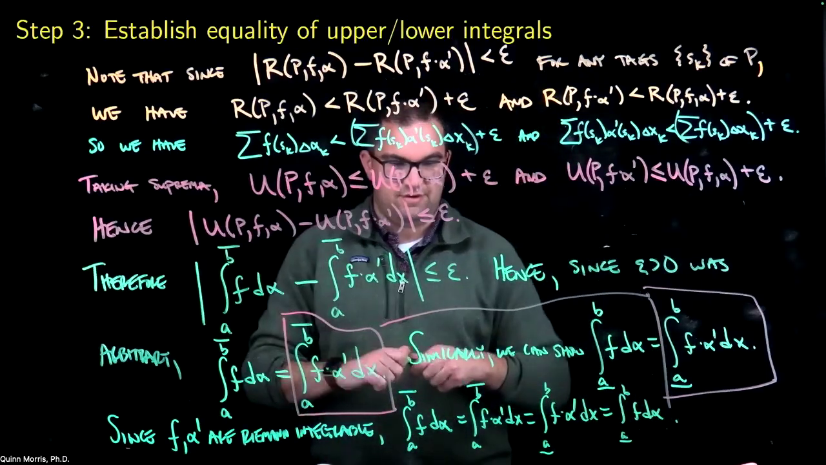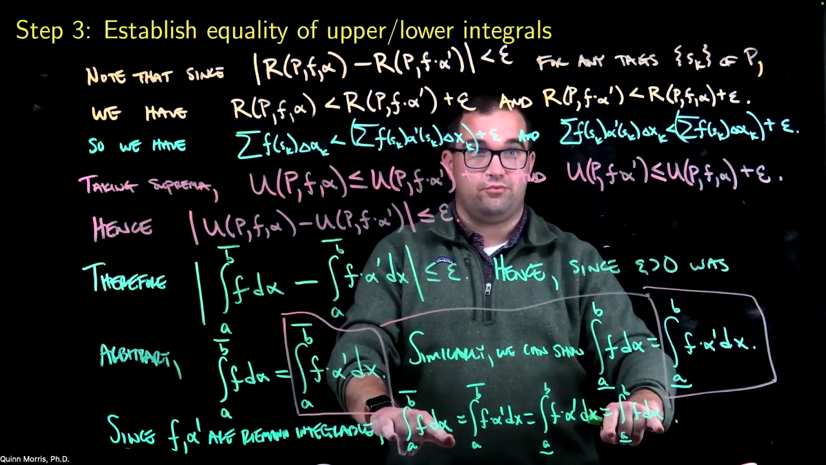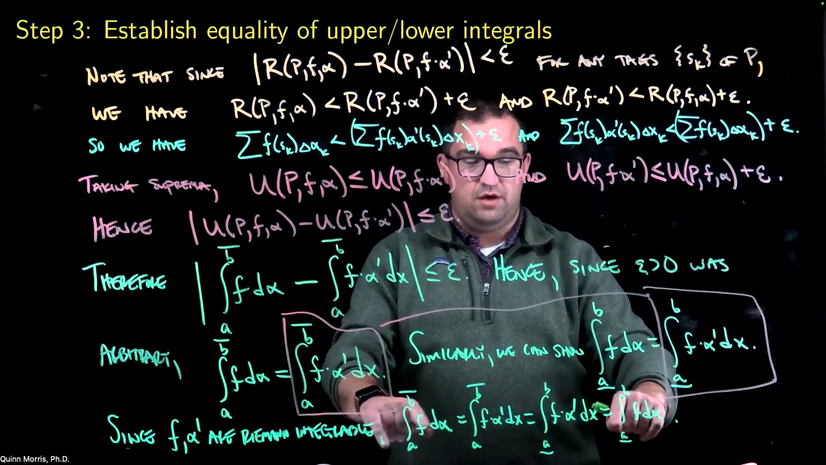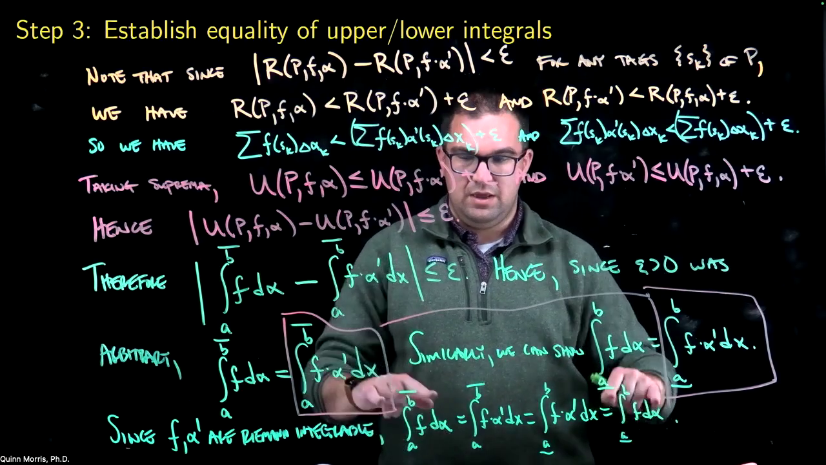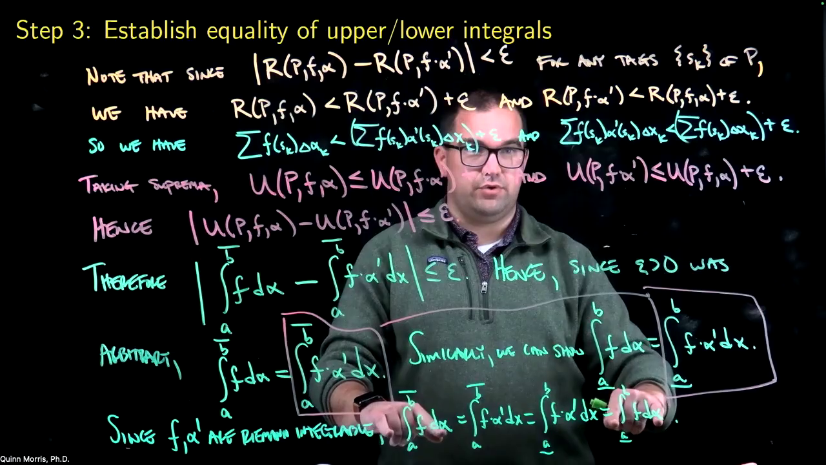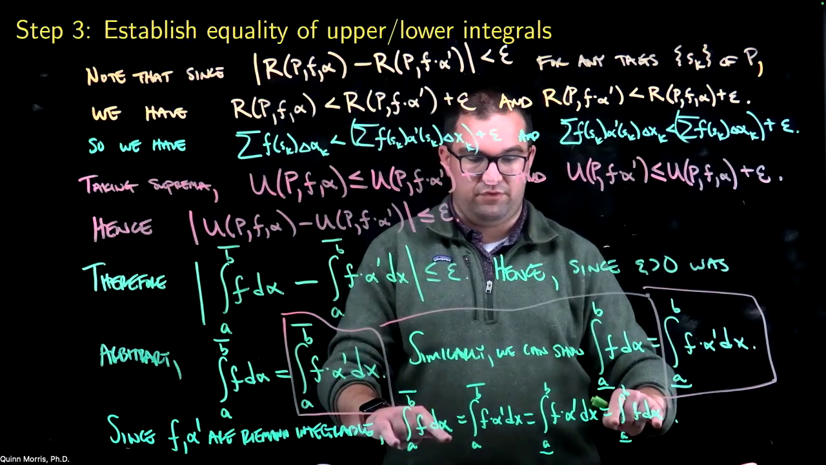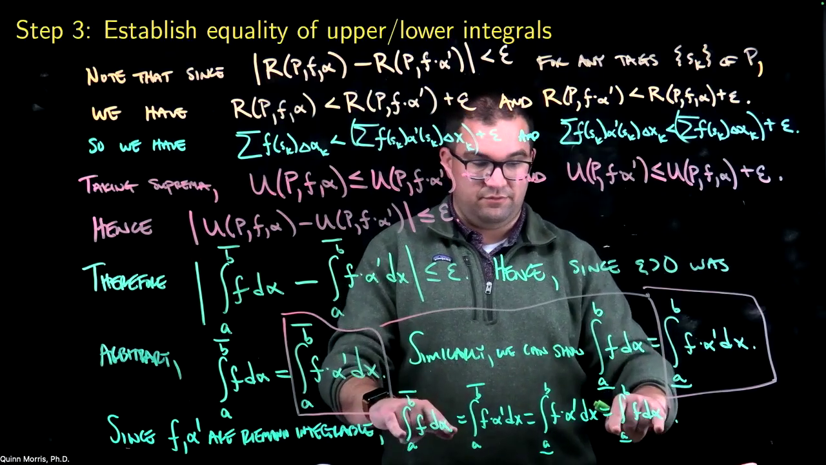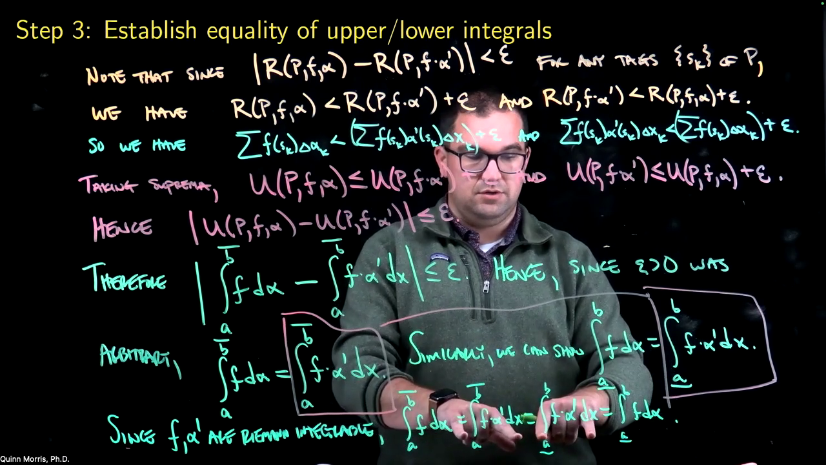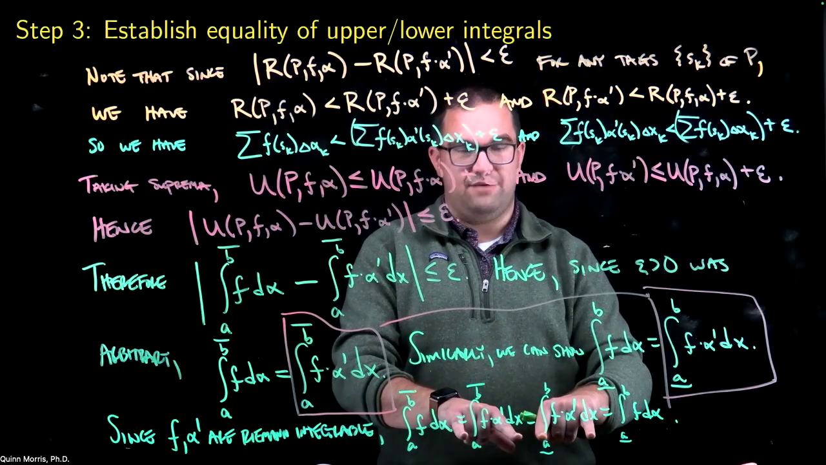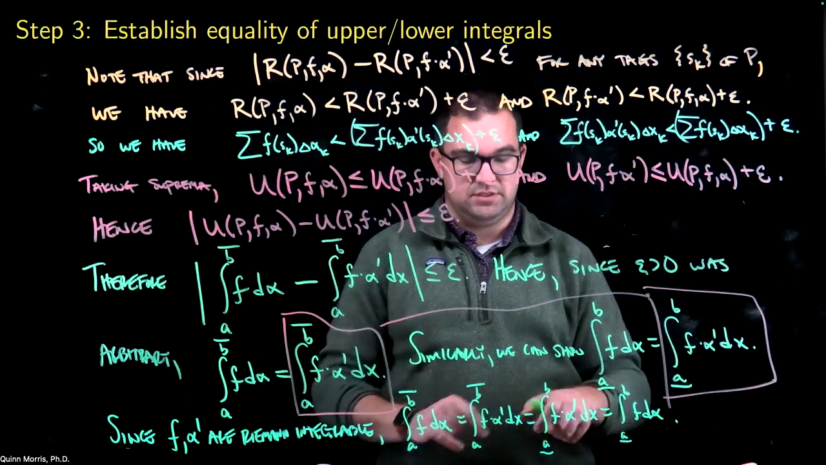But now, what have I shown? Now I've shown that the upper and lower Riemann-Stieltjes integrals of f d alpha are equal to each other. So what does that tell me? That tells me that f is Riemann-Stieltjes integrable with respect to alpha, and the value of that integral must be equal to the common value of this, which is just the Riemann integral of f times alpha prime. And that completes the proof.